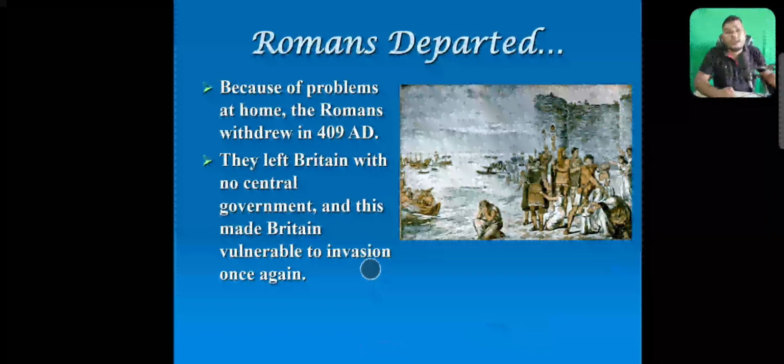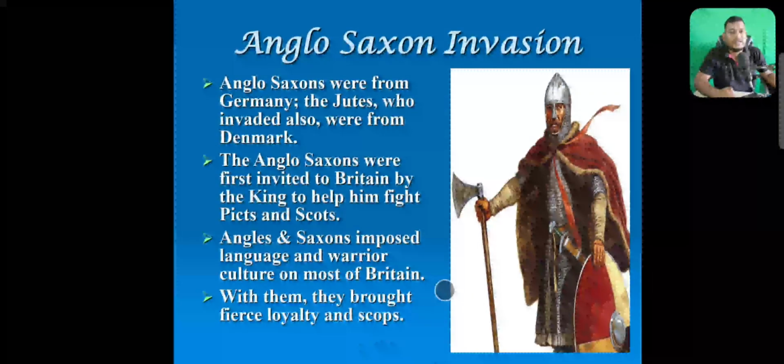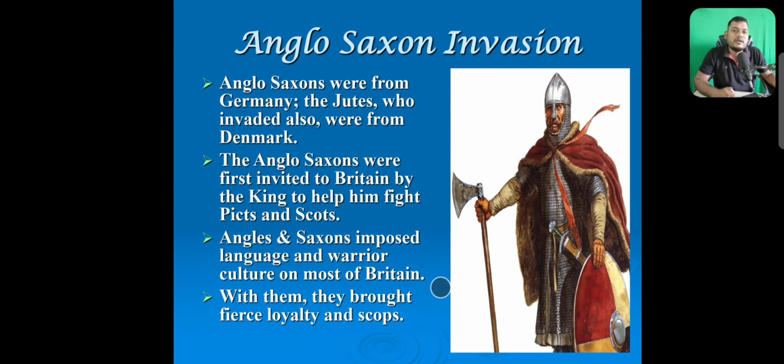Anglo-Saxon invasion. The Anglo-Saxons were from Germany. The Jutes, who also invaded, were from Denmark. The Anglo-Saxons were first invited to Britain by the king to help him fight the Picts and Scots. So the king of England invited the Anglo-Saxons because of the Picts and Scots at that time.